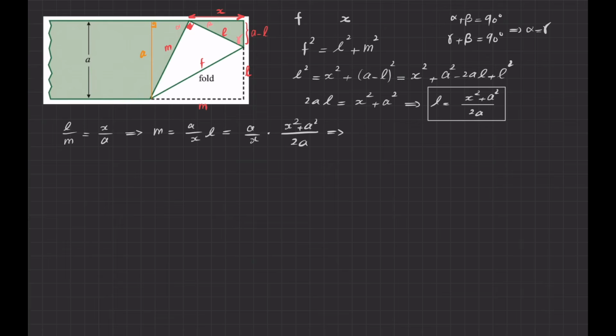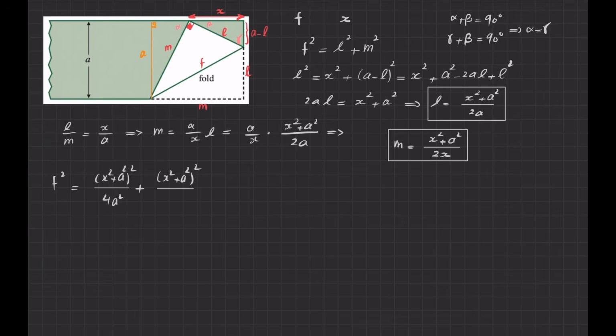And after simplification, m becomes clear to be x squared plus a squared over 2x. Yes, so this will be m. Okay, and then we are done, because now instead of L and m, I put these quantities and then I find f squared. So f squared is equal to, instead of L squared, I put this one to power 2, which becomes x squared plus a squared to the power of 2 over 4a squared. And m squared becomes x squared plus a squared to the power of 2 over 4x squared.